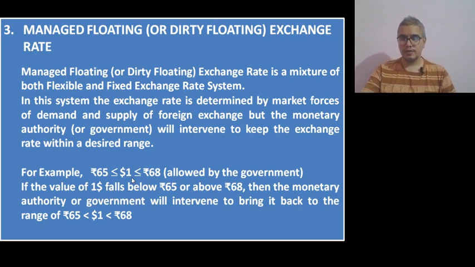However, if the exchange rate is lying within this range, then the government will allow the forces of supply and demand to decide the exact exchange rate. It may be rupee 65.2, it may be rupee 65.41, rupee 65.35. So it will be decided by the market forces of demand and supply, but the government will keep a very close watch over whether the exchange rate is going beyond the range which the government desires. Hope you have understood this.